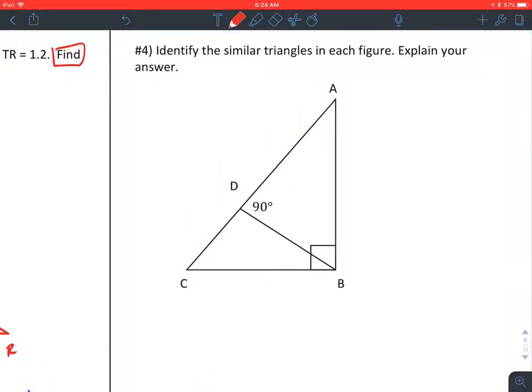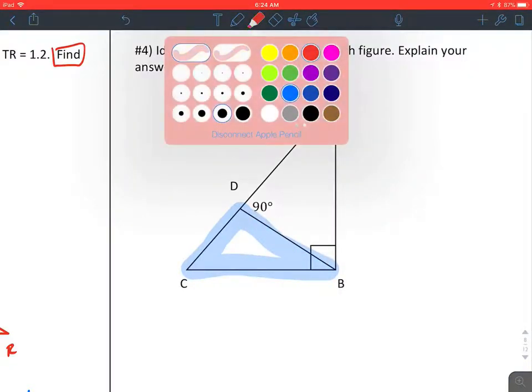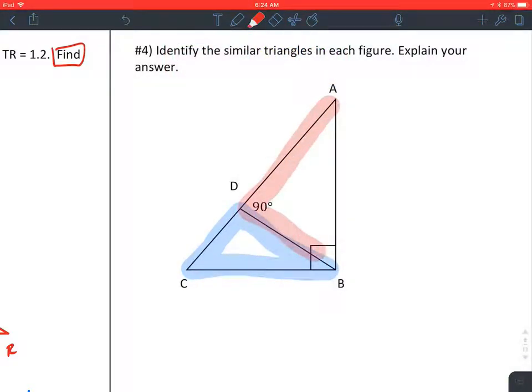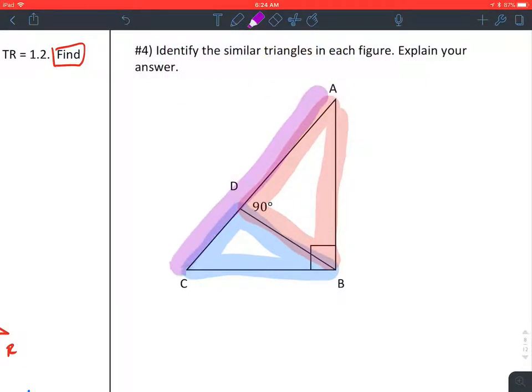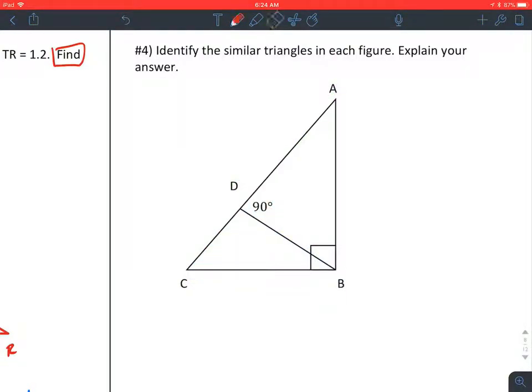This next one, boy, this one here is a bit of a stinker. Identify the similar triangles in each figure. Explain your answer. First of all, let's make sure we see all the triangles. There's this little fella. There's this medium-sized lady. And there's this ginormous other. There are 3 triangles. How many of those are similar to each other?